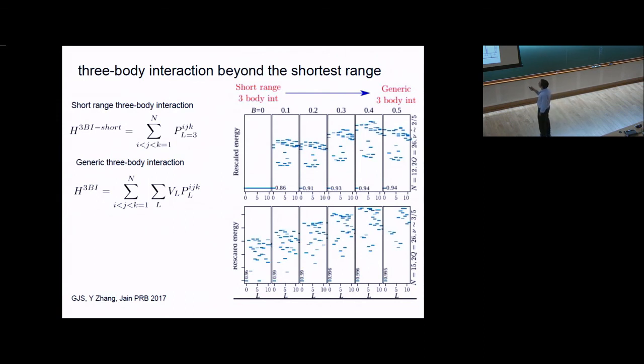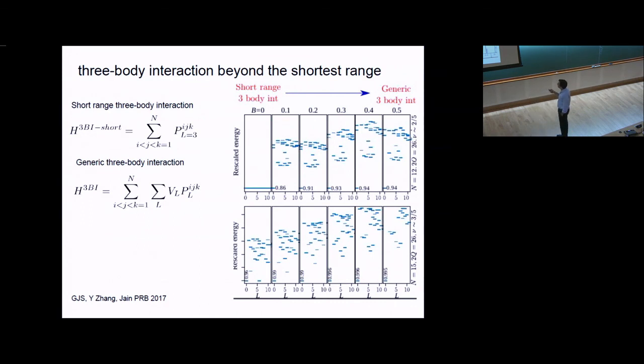In each panel, the leftmost panel corresponds to a short-range three-body interaction, and the panels to the right correspond to the spectrum of a Hamiltonian with generic terms added, which still keep the Hamiltonian somewhat short-range, but a three-body Hamiltonian which is more generic. The x-axis shows the momentum and the y-axis is the energy. As you can see, for the shortest range three-body interaction, the spectrum at filling fraction mu is completely different from the spectrum at filling fraction 1 minus mu.